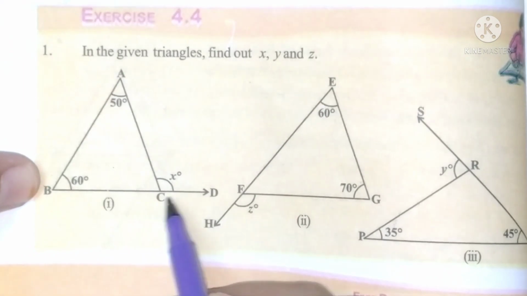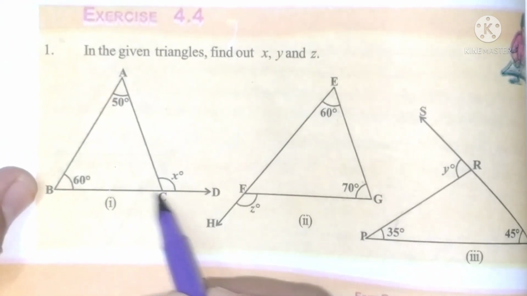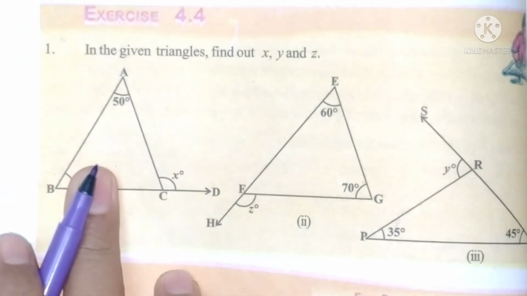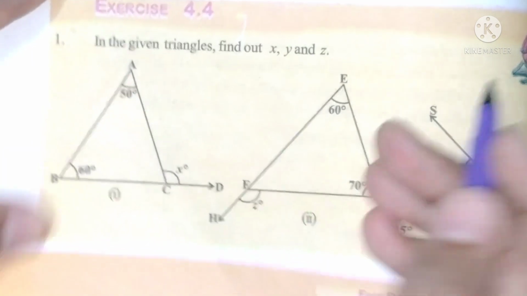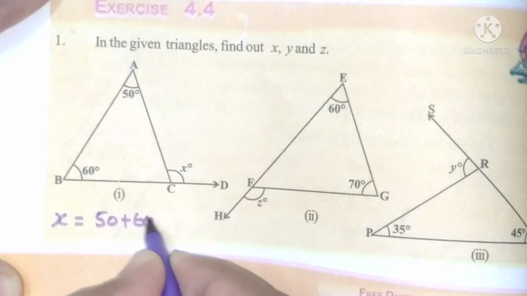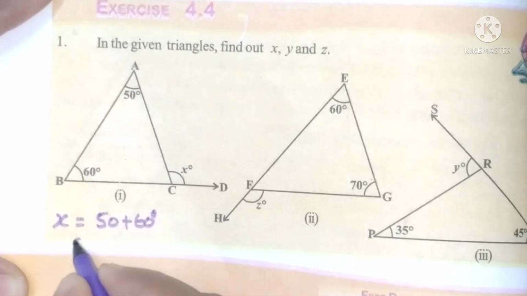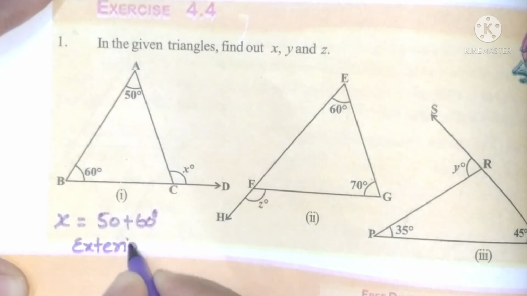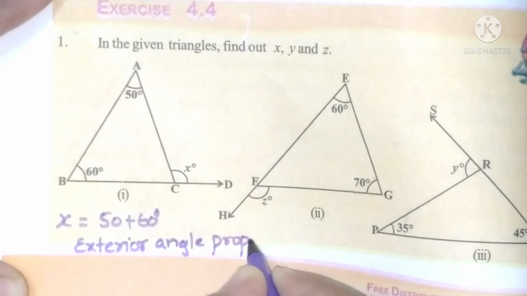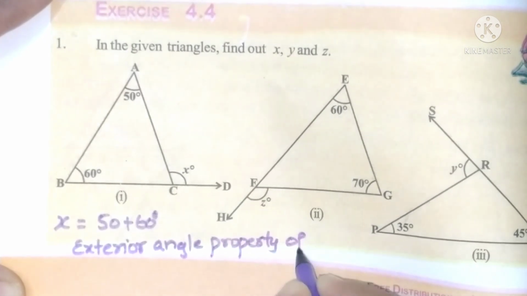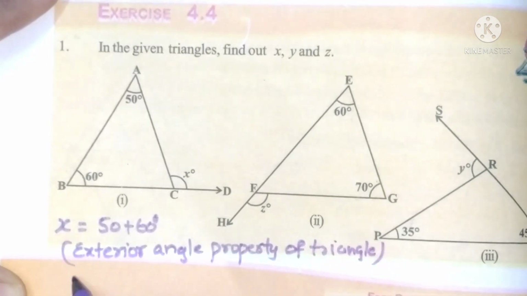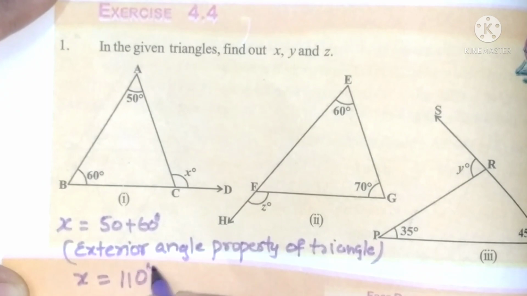See in the first one, this x is an exterior angle, and 50 and 60 are the interior opposite angles. So we can write x is equal to 50 plus 60. By what property can we write this? Exterior angle property of triangle. So x is equal to 110 degrees.